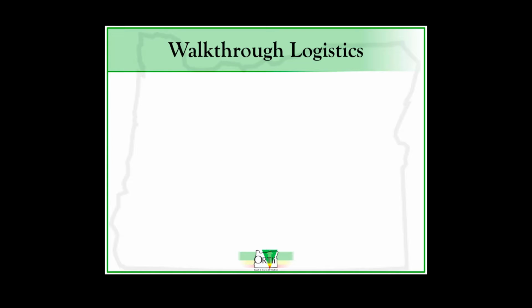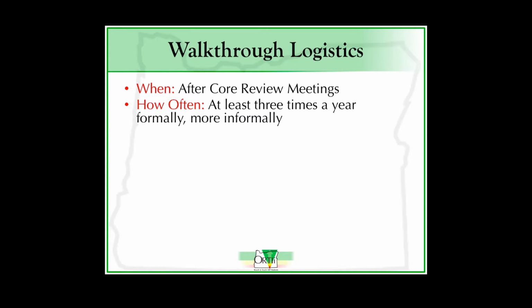Here's some walkthrough logistics. They happen after core review meetings. How often do they happen? They happen at least 3 times a year, formally, and more informally. Your team will decide what is right for your school. They're focused on school level support, sometimes on grade level support, but this is not a teacher by teacher project. This is looking at what is our greatest area of need to scale the effective instructional strategies that we've decided are important. It's not an evaluation or a teacher by teacher coaching situation.